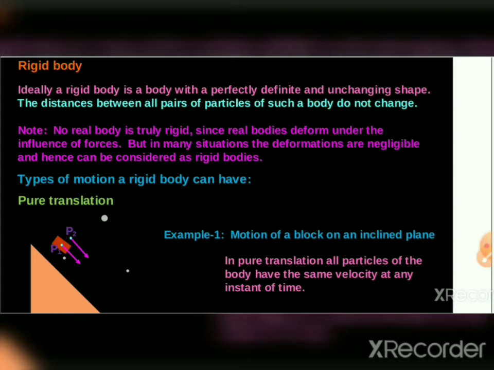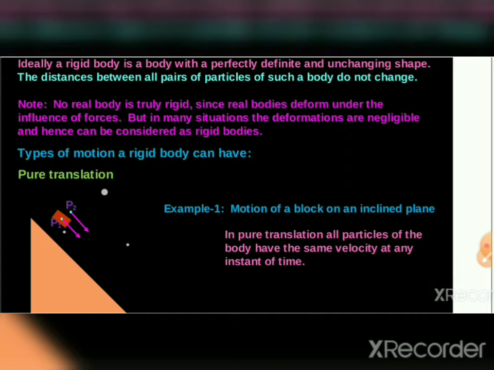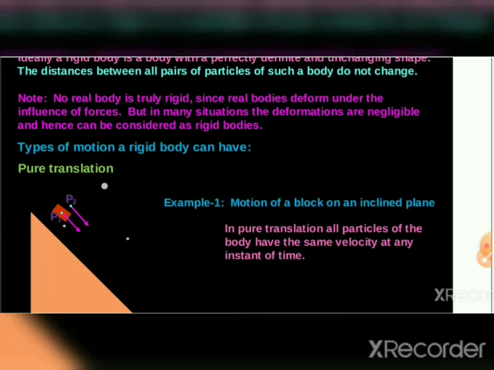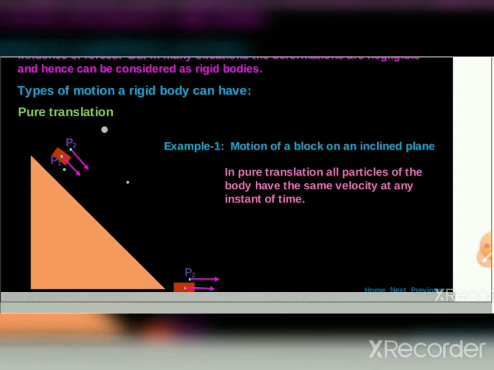Note, no real body is truly rigid, since real bodies deform under the influence of forces, but in many situations their deformations are neglected and hence they are considered as rigid bodies. The types of rigid body motion can be, first, a pure translation motion.